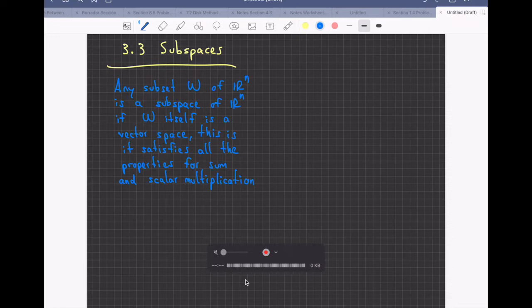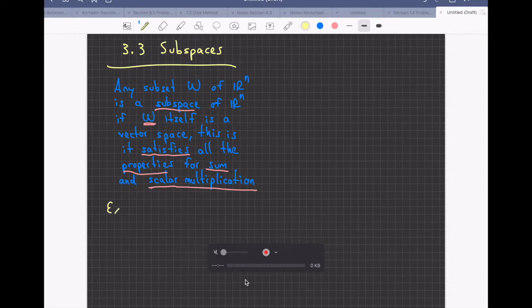So remember that a set is a collection of anything. A subset is a sub-collection inside that set. So if we have the vector space Rn, any subset of it is going to be a subspace if that set itself is a vector space. This is, it satisfies all the properties for sum or addition and the scalar multiplication that we have seen for vector spaces.